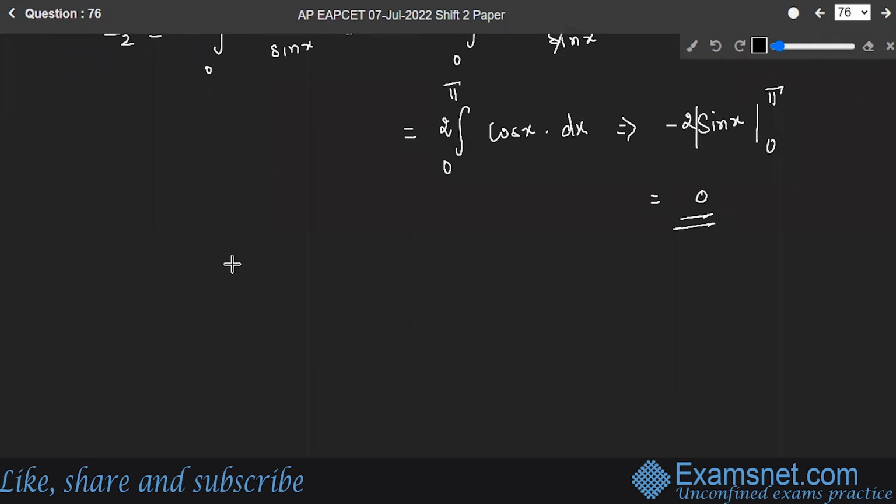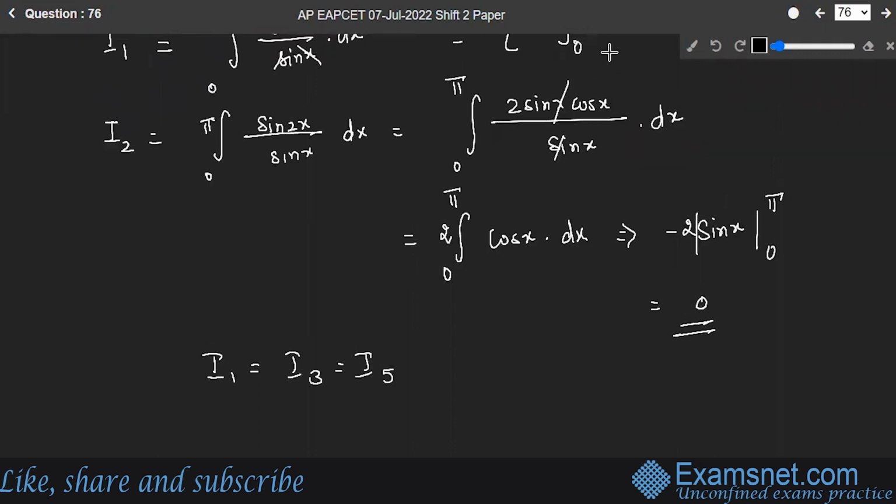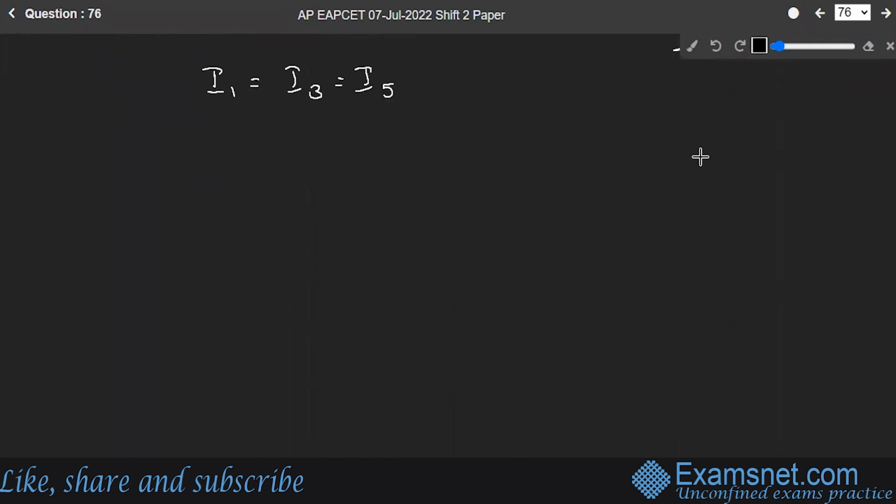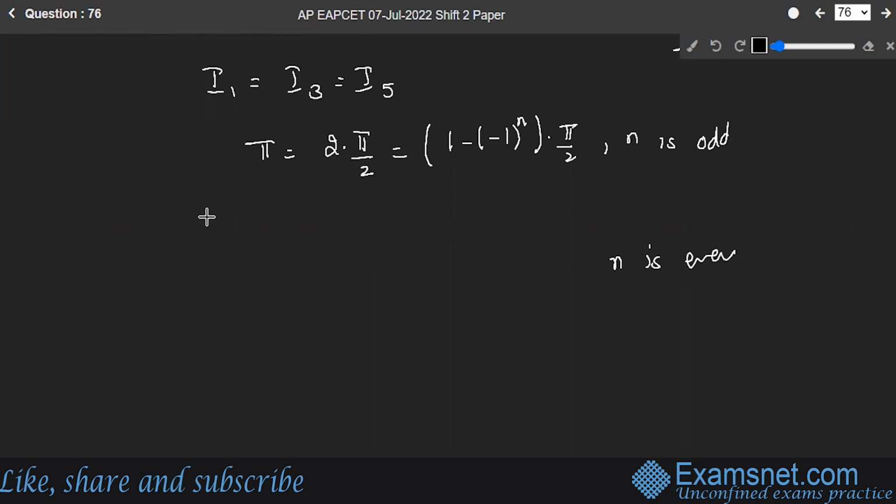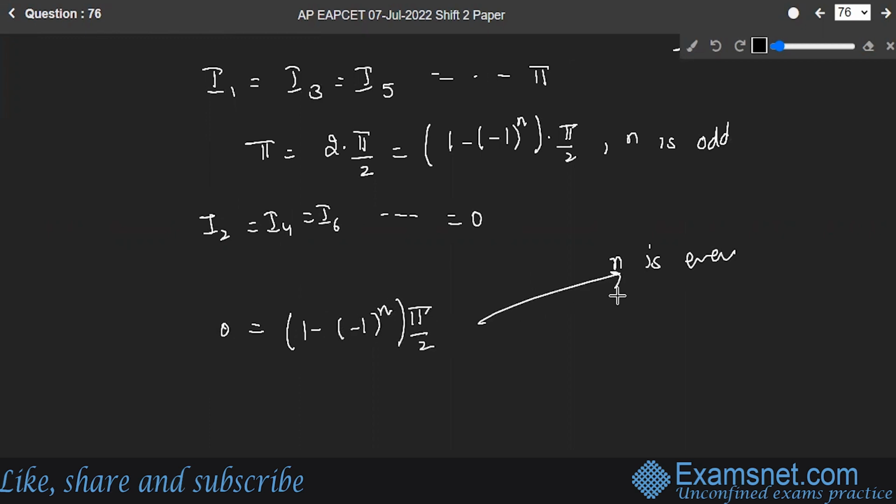You have one thing, that is I1 is equal to I3 is equal to I5. That means this pi can be written as pi is actually equal to 2 into pi by 2. So this can be written as 1 minus minus 1 raised to power n into pi by 2. This is if n is odd. And what if n is even? If n is even, then I have I2 is equal to I4 is equal to I6 and so on. But this is equal to 0, while in this case it was equal to pi. So the 0 is actually equal to 1 minus minus 1 raised to power n into pi by 2 if n is even.